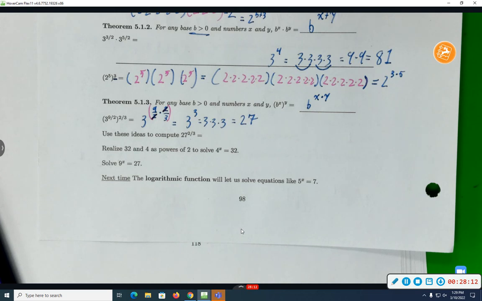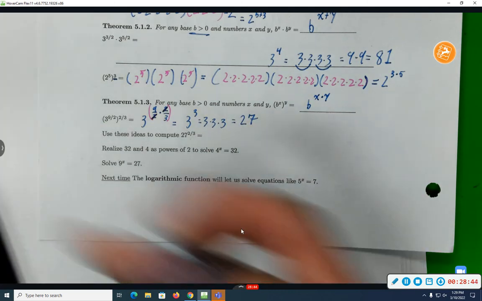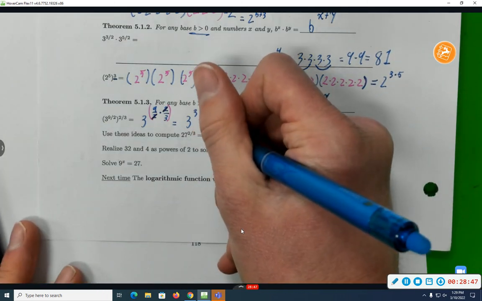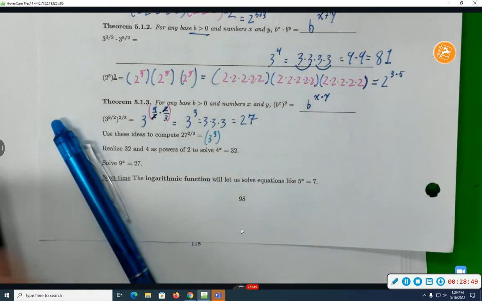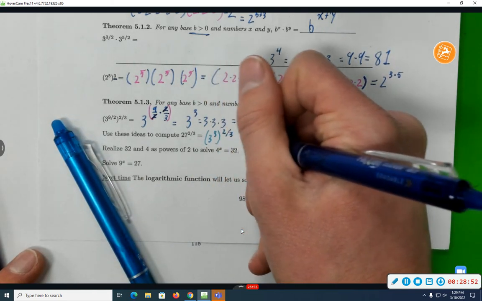So let's use this idea again, paired with something that we just absorbed in the computation we just did, to compute 27 to the power 2 over 3. So first of all, by looking at the computation we just made, is 27 a power of something? Yeah, what is 27 as a power? 3 to the 3rd. So let's use that. 27 to the power 2 thirds is 3 to the power 3 raised to the 2 over 3.